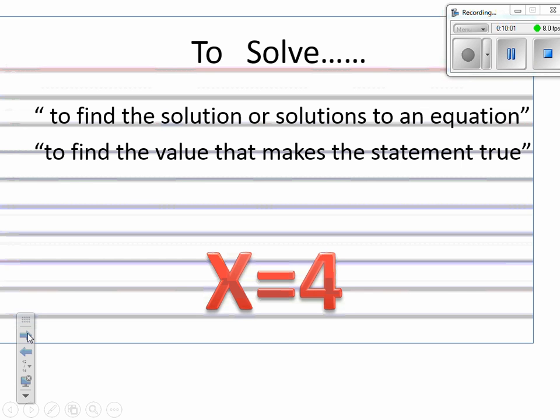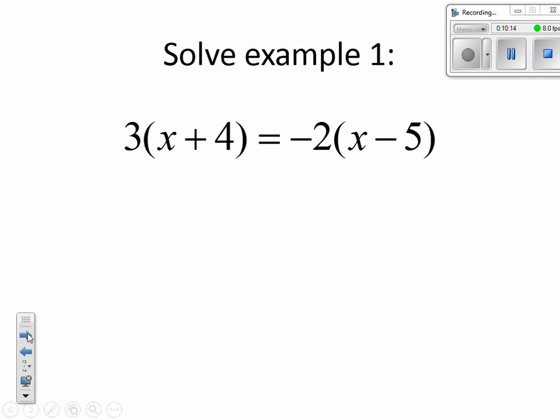So we're going to find the solution to equations. Find the value that makes the statement true. You spent quite a bit of your time in Algebra 1 solving. We're going to solve equations right now. Let's write just two examples here. This is the first one. We're going to solve this equation to find out what x equals.